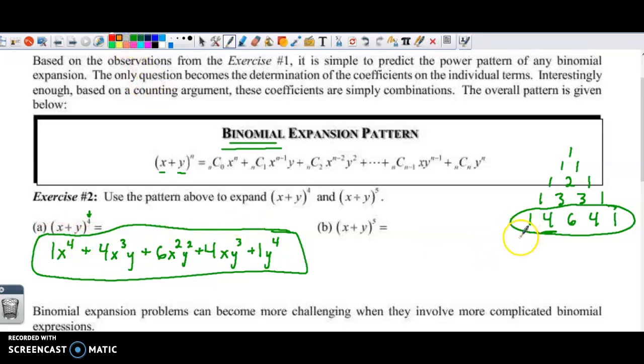And then the next one, we're looking at 1, 5, 10, 10, 5, 1. So without having to do x plus y times x plus y times x plus y times x plus y, you can quickly figure out that's going to be x to the 5th plus 5. And some people, when you get a lot of practice with this, you know without having to write out 1, 5, 10, 10, 5, 1.